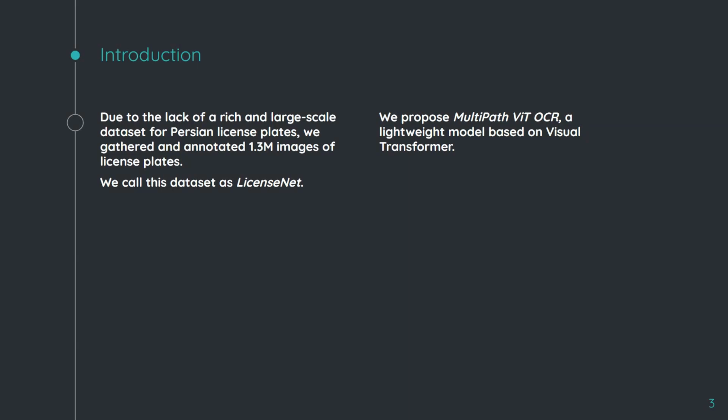We propose MultiPath with OCR, a lightweight model based on visual transformer. Our proposed model has 3 times fewer trainable parameters than previously proposed CNN-based models, and it achieves 77% accuracy on the LicenseNet test set.